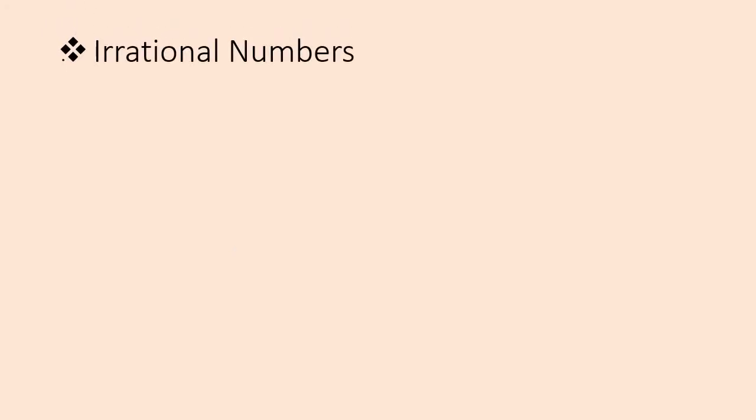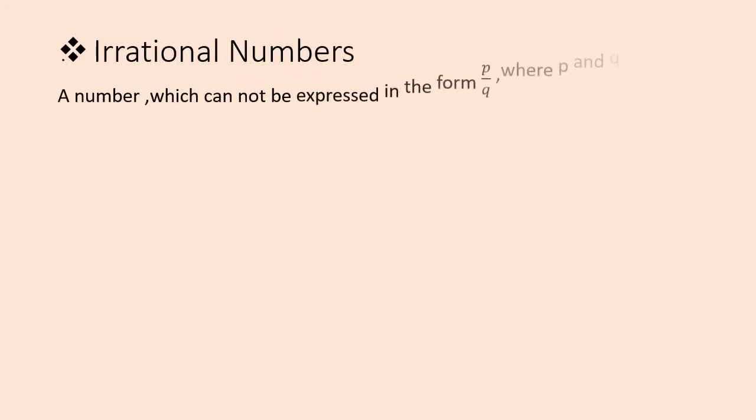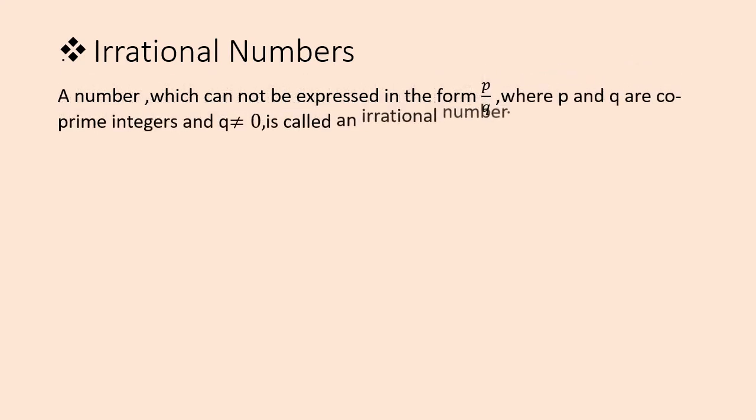Irrational numbers. A number which cannot be expressed in the form p upon q, where p and q are coprime integers and q not equal to 0, is called an irrational number. For example, √2, √5, √7, etc. are irrational numbers. Irrational numbers are generally denoted by capital P.